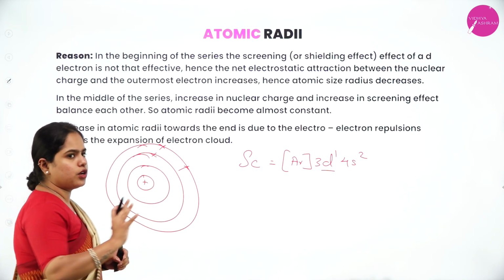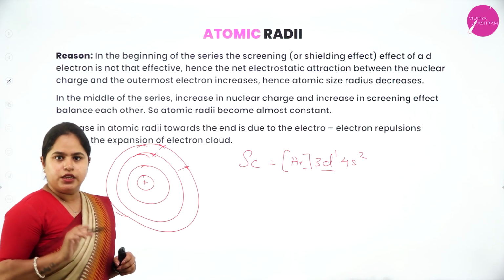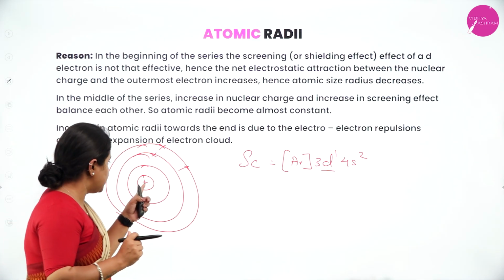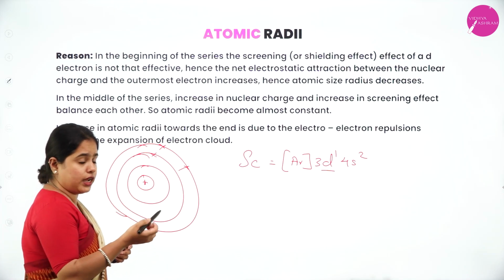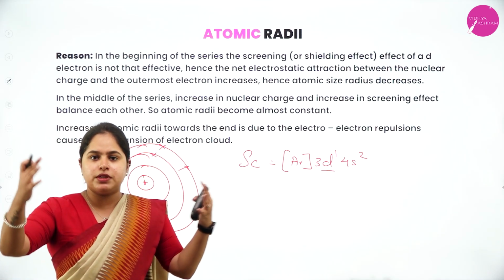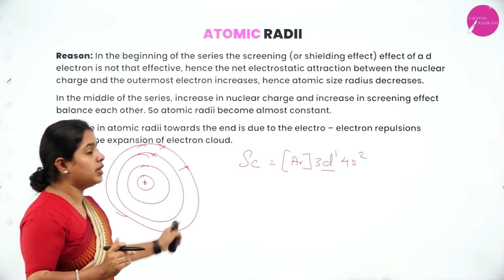The inner electrons are not able to shield the outer electrons from the nucleus. Right. So what happens as the screening effect is less? Still the electrostatic force of attraction between the nucleus and the outermost electrons will be high. So they will attract each other and the size will become less because the screening effect is less.